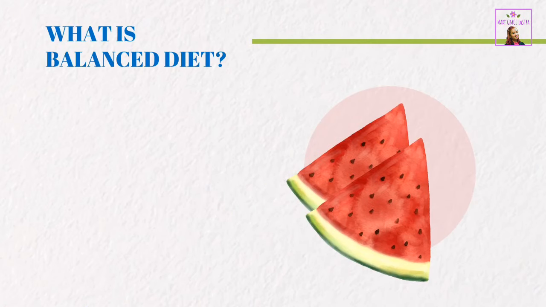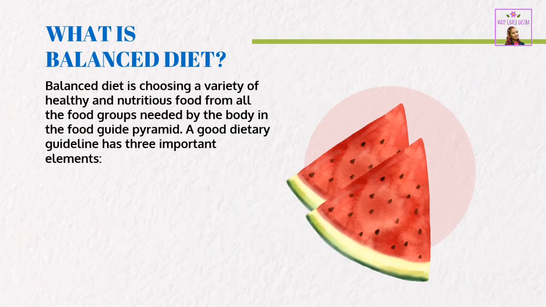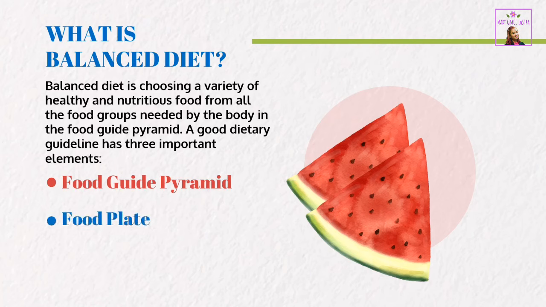What is a balanced diet? Balanced diet is choosing a variety of healthy and nutritious food from all the food groups needed by the body in the food guide pyramid. A good dietary guideline has 3 important elements: food guide pyramid, food plates, and real food.